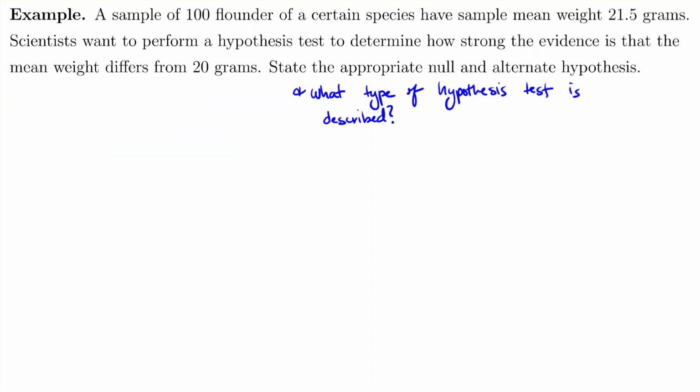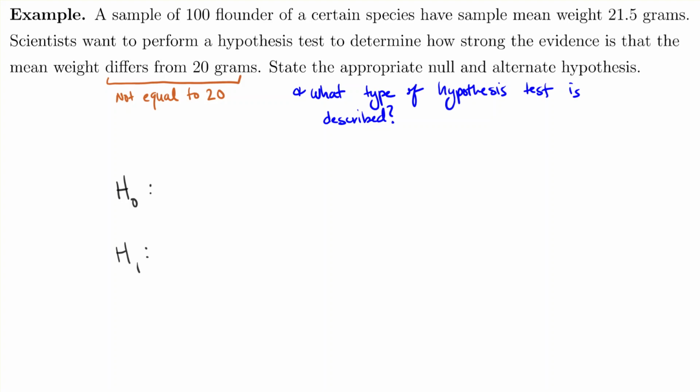Our next example says that a sample of 100 flounder of a certain species have a sample mean weight of 21.5 grams. Scientists want to perform a hypothesis test to determine how strong the evidence is that the mean weight differs from 20 grams. So whenever they say differs from 20 grams, that means is different from 20 or is not exactly 20. Just based on this description, we're asked to state the appropriate null and alternate hypothesis. And we should also describe what type of hypothesis test is here. Is this a left tail, right tail, or two tail?